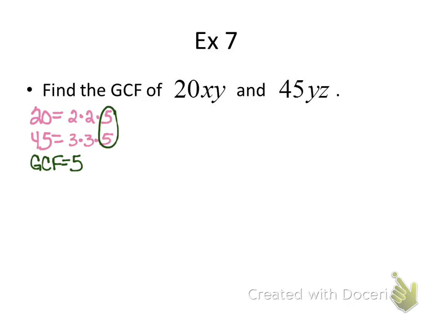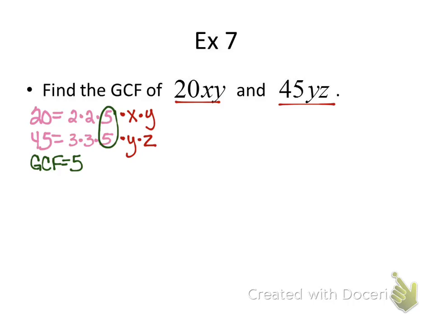But now I have variables. What variables go with 20? x, y. Okay, so I'm going to go ahead and put times x times y. What variables go with 45? y, z. Where do you see that? No, I'm talking about on the paper. It's right at the top.